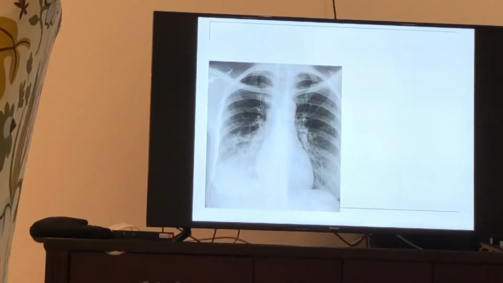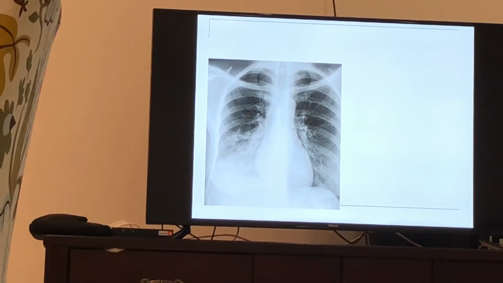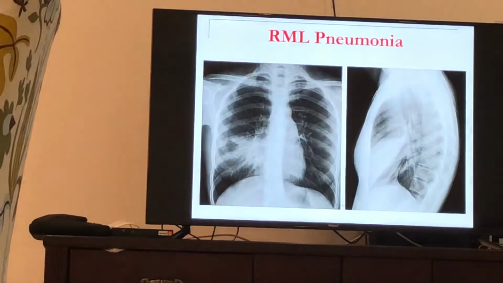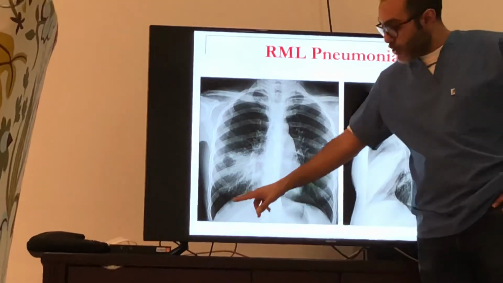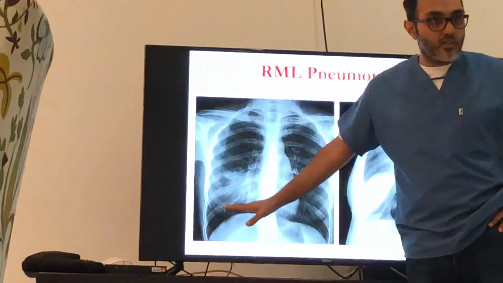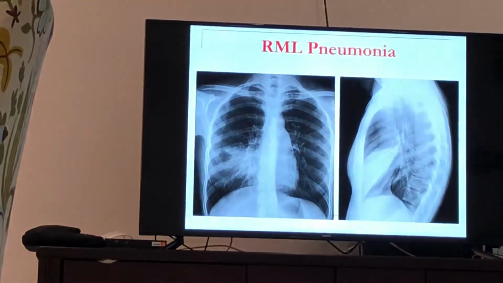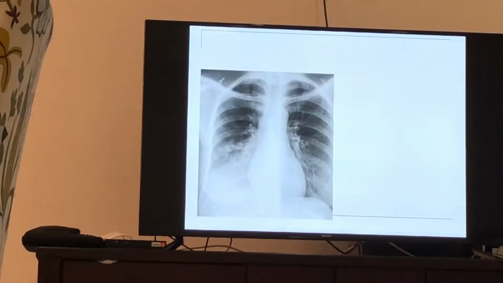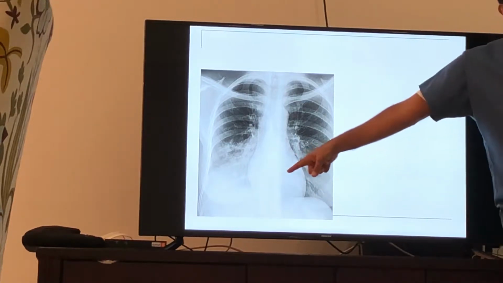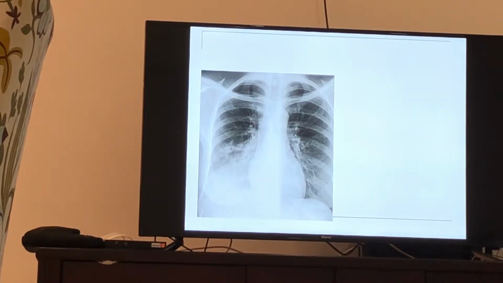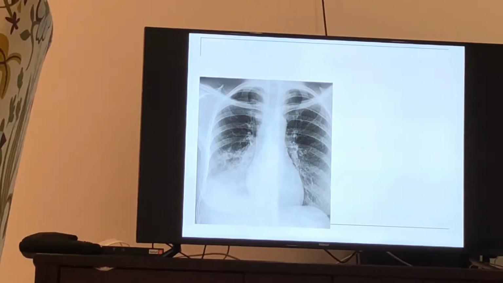Which one do we have a patch in? Lower zone. Right lower radiological lung zone. Which silhouette's gone here? Here you can actually completely visualize the diaphragm, so there's no way it's in the lower. But in this one, you cannot visualize the right diaphragmatic silhouette. It's gone. There's a patch.